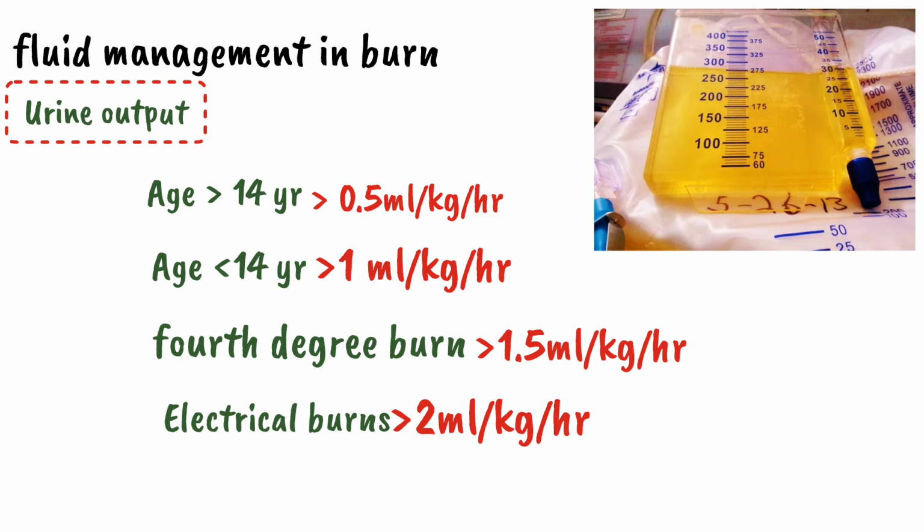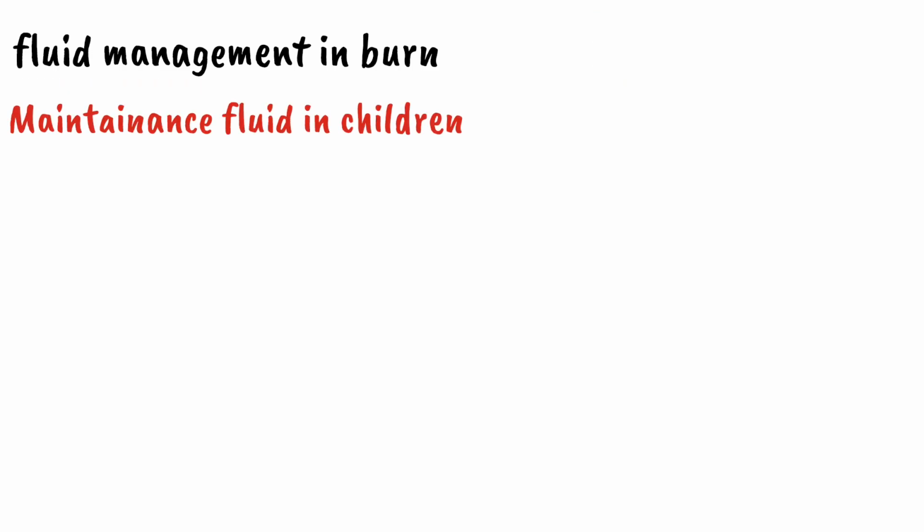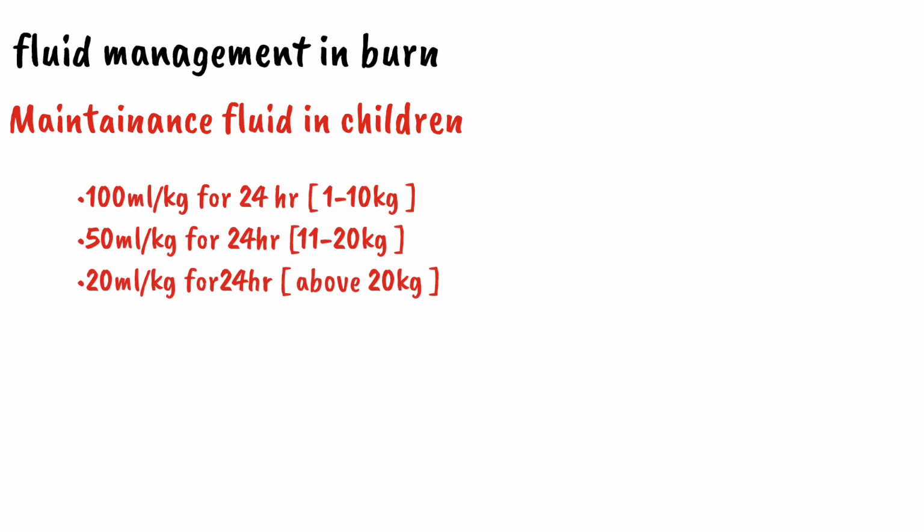Now in children there is an exception to this rule. In children we give a maintenance fluid. So how should we give maintenance fluid in children? Maintenance fluid in children is given according to the weight of the patient. For the first 10 kg, 1 to 10 kg, the fluid to be given is 100 ml per kg for 24 hours. For 11 to 20 kg, it is 50 ml per kg for 24 hours. And if the weight is above 20 kg, the fluid to be given is 20 ml per kg for 24 hours. But it is a bit confusing. So how will we calculate it? Let's take an example and solve it.